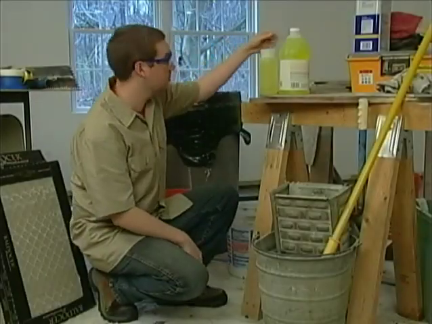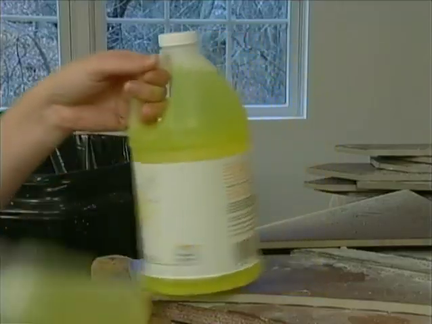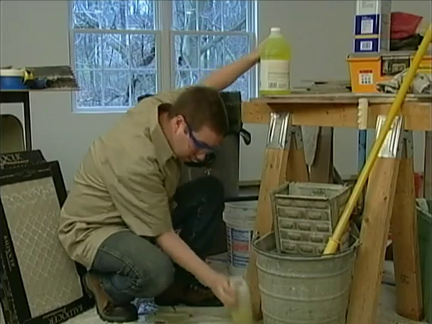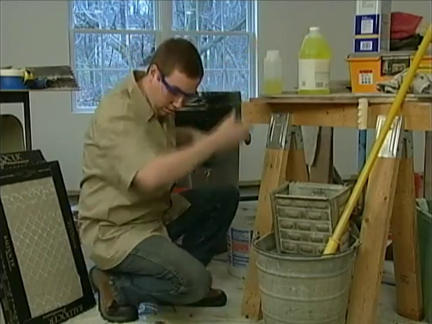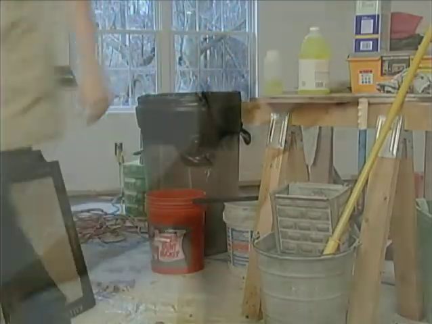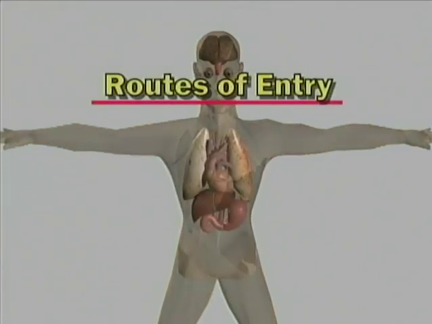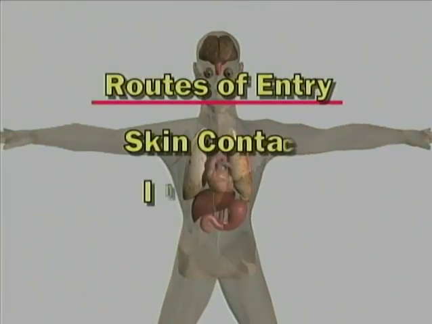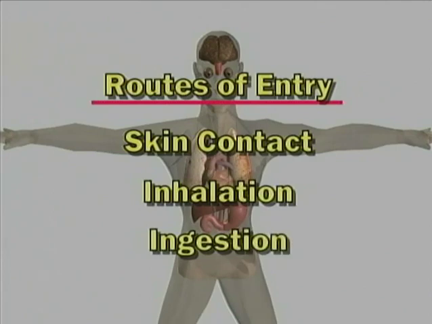In spite of all the precautions we may take, accidents do happen, and we may be exposed to a hazardous chemical. The ways a substance can get into your body are called the routes of entry. They include skin contact, inhalation, and ingestion, and you need to know what to do in case of any exposures.